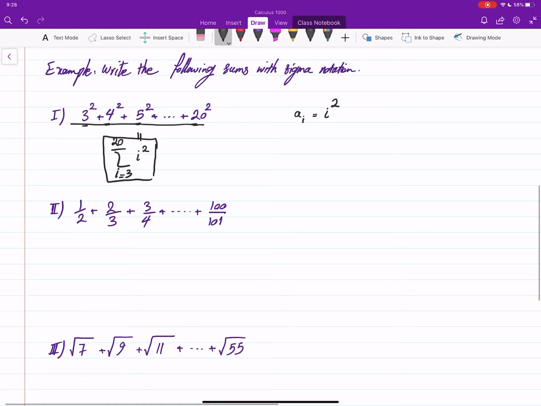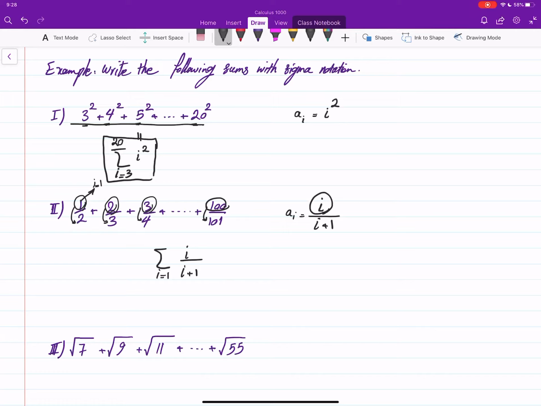How about this one? Here the a_i are quotients, with a numerator and a denominator. The numerator goes 1, 2, 3, up to 100, so this will be i. The denominators are 1 bigger than the numerator, so this will be i plus 1. Where does it start? The smallest value of i is 1, and it runs up to 100. So that is the sigma notation of that sum.